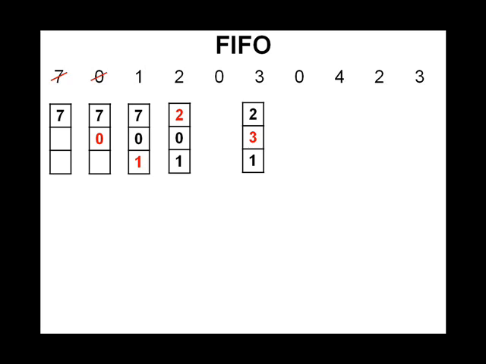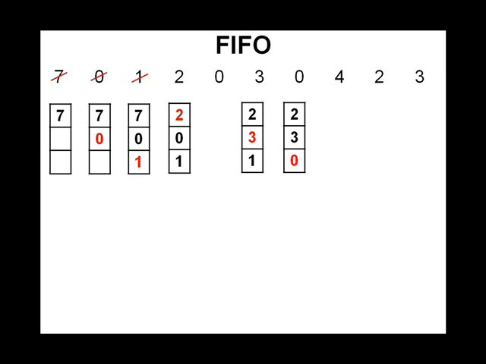Next we want to execute 0. Out of the 3 pages, 1 is the next one, so 1 is replaced with 0. I think you are clear with the concept. Okay, next we will proceed. The next page we want to execute is 4.